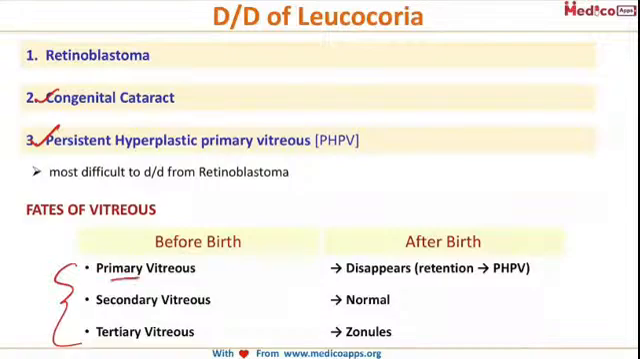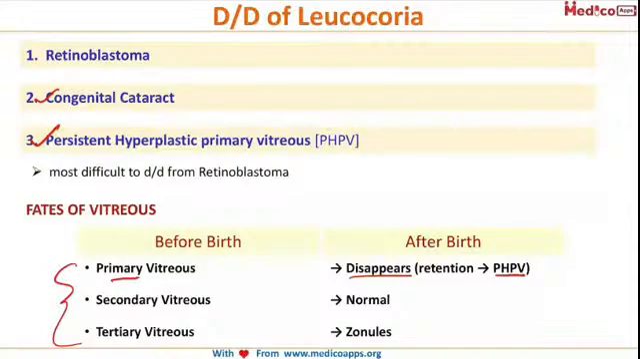The primary vitreous, after the baby is born, disappears completely. Because it is vascular, it disappears because we need a clear visual access. However, if it persists, that condition is known as persistent hyperplastic primary vitreous, and it will result in leucocoria, or a white fundal reflex.